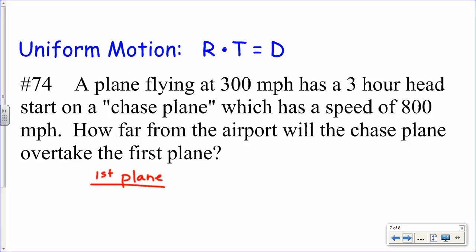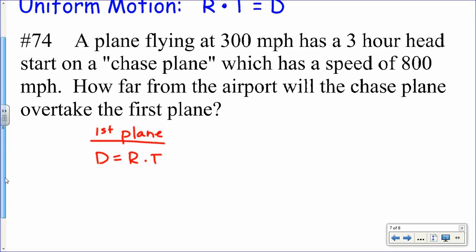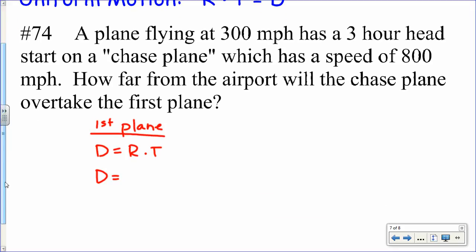So for the first plane, I don't know the distance. Do I know the rate? What's the rate? Good. Do I know the time? It has a 3-hour head start, but I don't know the time. How far from the airport will the chase plane overtake the first plane? So I don't know at what time that happens either. So right now I'm at T. I'm just going to put a little T there.